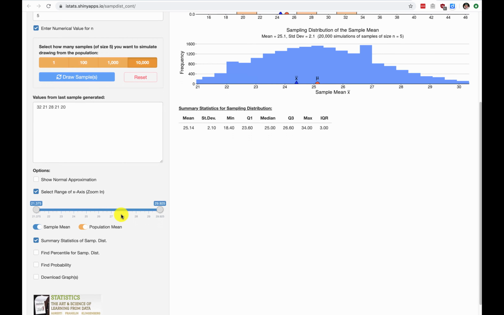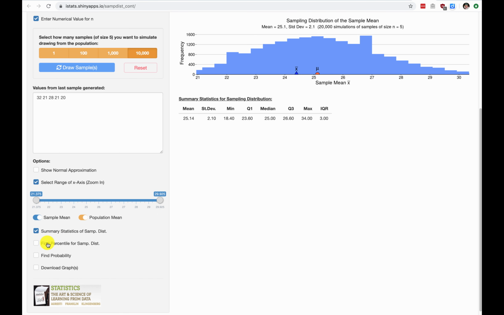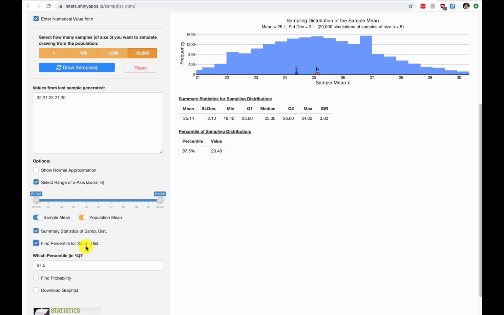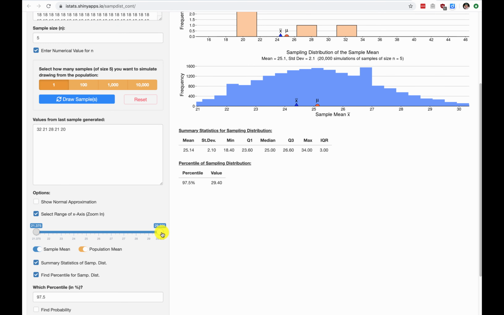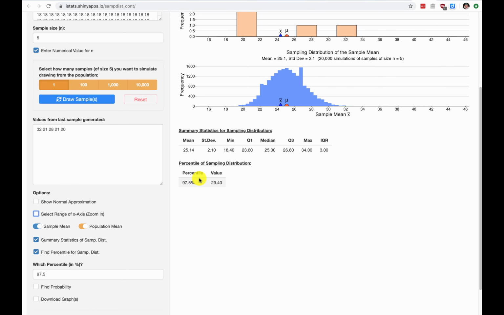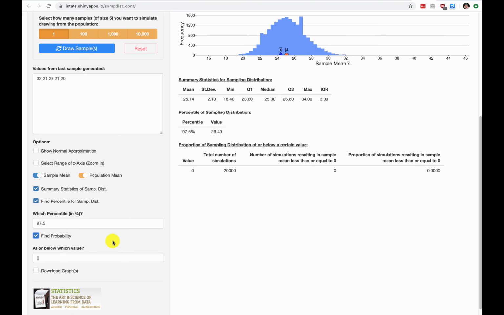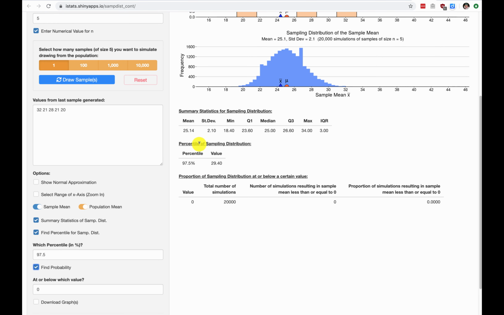There we go. So another couple things that we can do is when we start comparing distributions, especially as we change sample size, we can find percentiles for a sampling distribution. So if I look at this box, which percentile in terms of percent, by default it's giving you the 97.5th percentile, and it should be giving you, let's change our axis. Find probability, check that box. Let's see, which percentile? Oh, here we go.